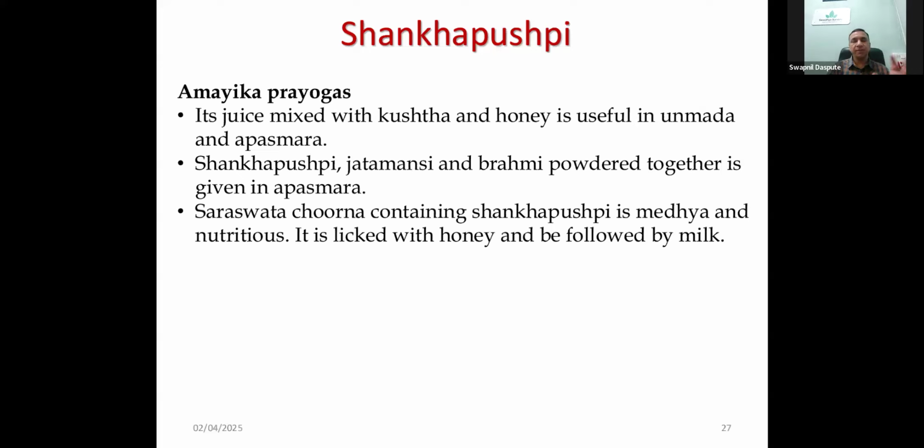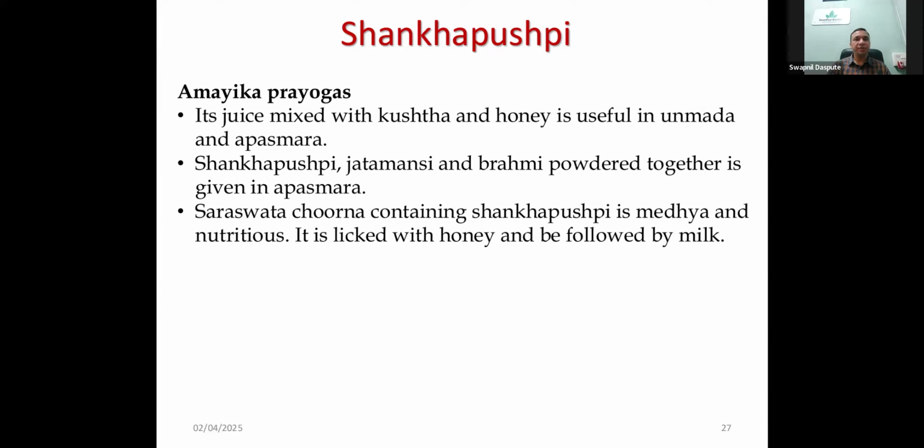So, as I was mentioning about Medhya action, Raktastambhana action, or whatever action, similar action herbs are put together as a combination. So, you will find similar ones in Shonita Sthapana Gana, Vedana Sthapana Gana, or Vargas, or different combinations. So, this is one combination, Shankapushpi, Jatamansi, and Brahmi. Their powders can be mixed together and given in Apasmara condition.